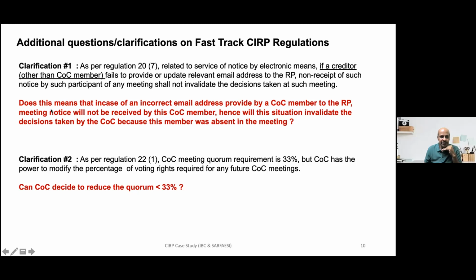Now the question here is, does this mean that in case of an incorrect email address provided by a COC member, so do note that I am referring to the COC member, to the RP, the meeting notice will not be received by the COC member. Hence, will this situation invalidate the decision taken by the COC because this member was absent in the meeting?